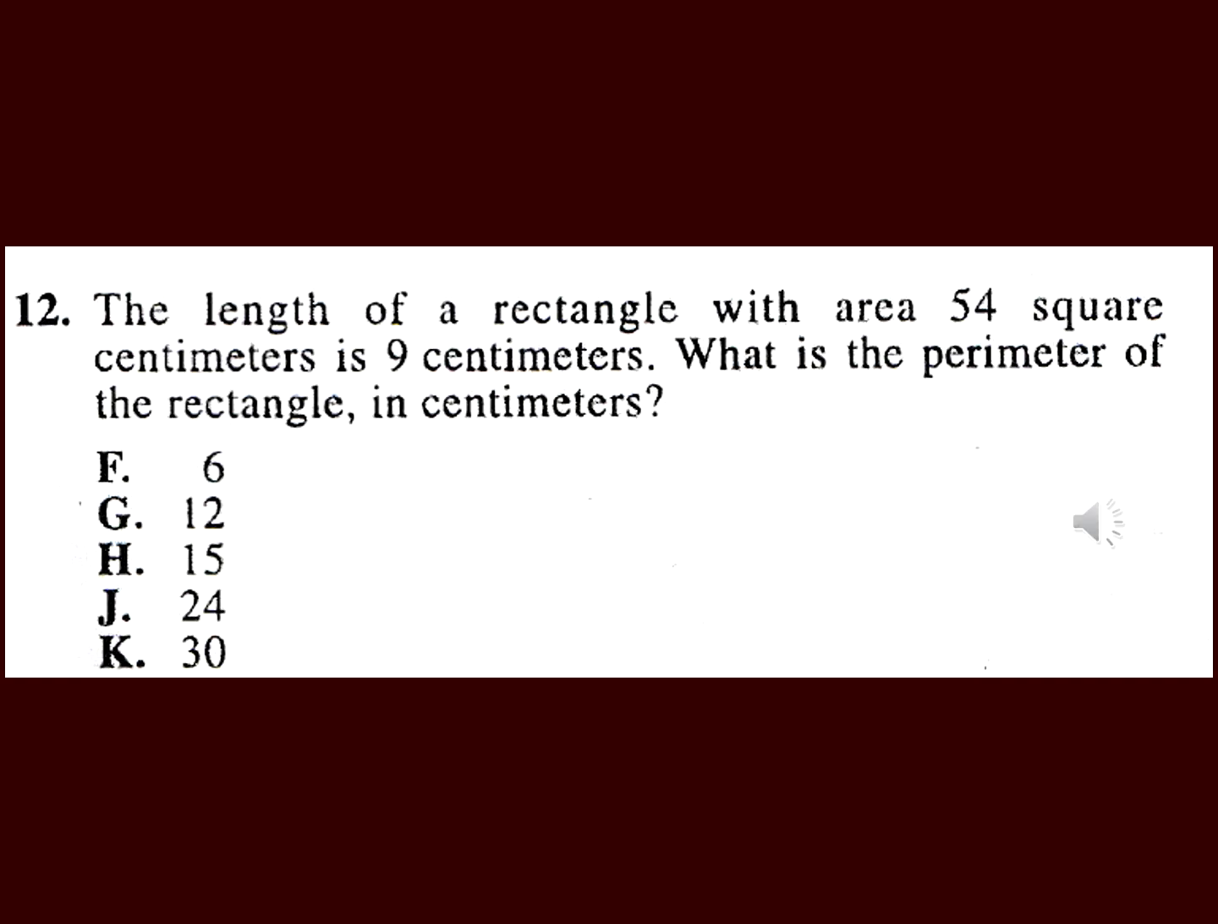Number 12. The length of a rectangle with an area of 54 square centimeters is 9 centimeters. What is the perimeter of the rectangle in centimeters? And it could be 6, 12, 15, 24, or 30.